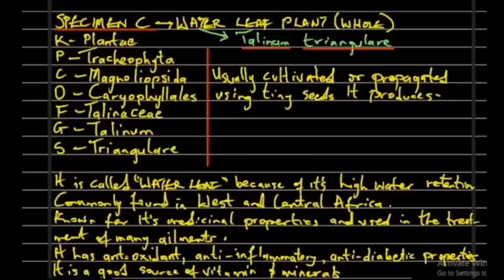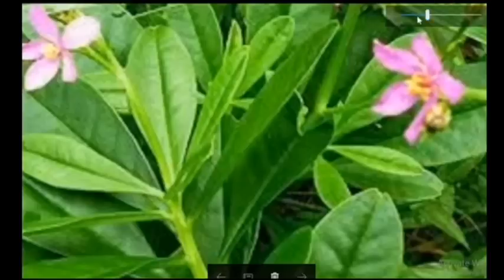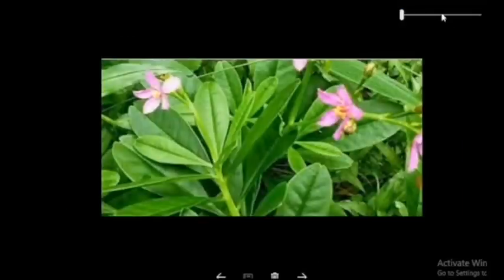So let me show us a picture of what we are talking about. This is the Talinum triangulare. You can see the picture here. That is what it looks like. That is the water leaf. It is here in this flowery part that we have the seeds being borne, and when the seeds fall on a suitable substrate, it develops into a new plant that gets matured.